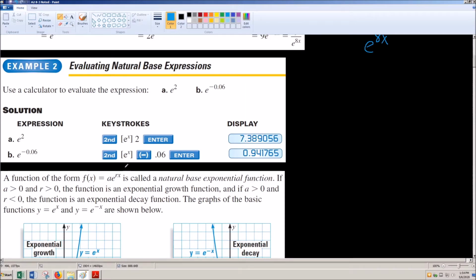And then looking at another instance here, just raise it to a negative 0.06. Same keystrokes, hit that negative button, which is different than the subtraction button. The negative button is in the bottom row right next to enter, and the subtraction button is on the far right in that column. So just make sure you're using the actual negative sign, not the subtraction key. The subtraction key will do subtraction, versus negative obviously turns the thing negative. That'll give us approximately 0.94.